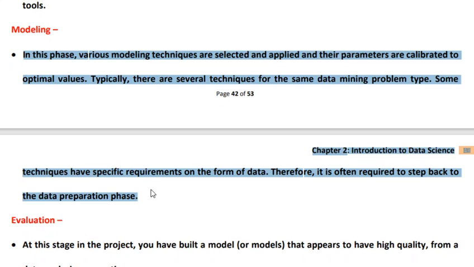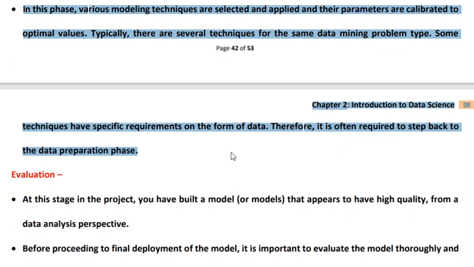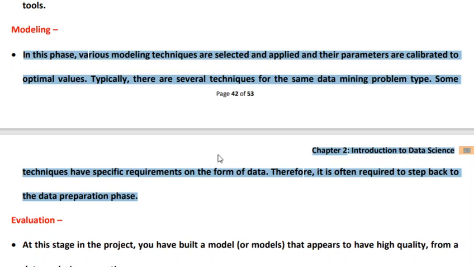As we have already learned in the previous class, modeling is basically a mechanism for identifying all possible concepts that may be related to the problem, establishing a relationship between them, and defining the associated constraints under which the relationship will be capable of realizing business objectives. So that is what is done in the modeling phase. Some techniques have specific requirements on the form of data. Therefore, it's often required to step back to the data preparation phase. Sometimes a specific model may have a specific data requirement or format in which the data has to be placed. So we can move back and forth between modeling and data preparation to ensure that whatever data is required by the model is provided in the prescribed format.